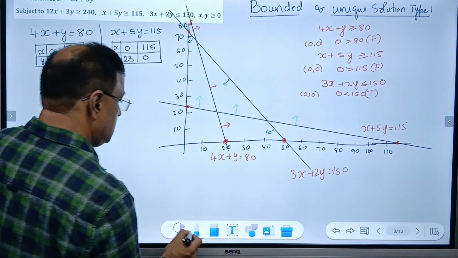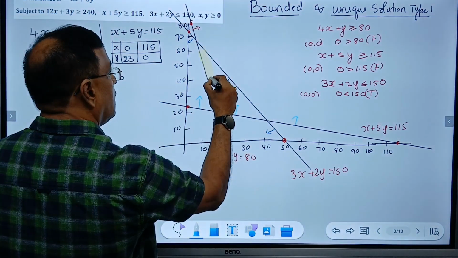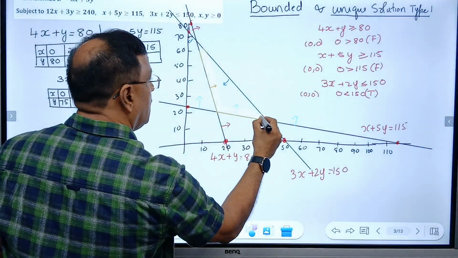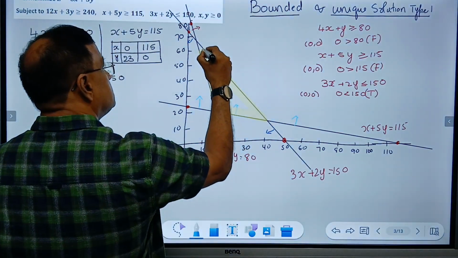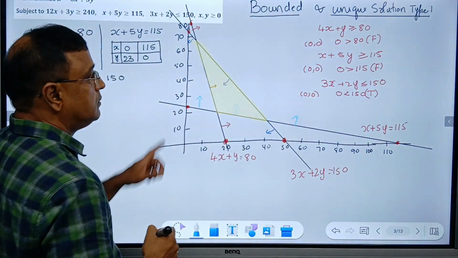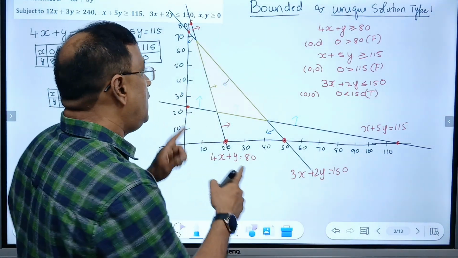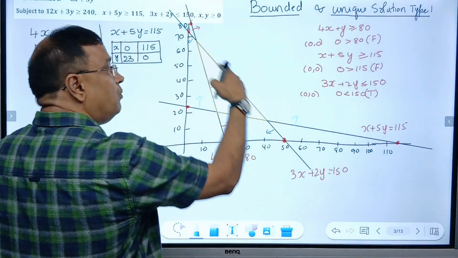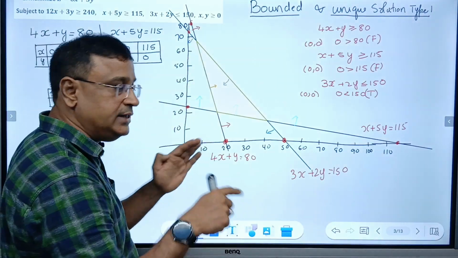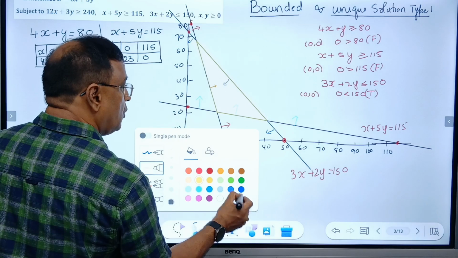Just a second. So this is my feasible region. Can you see it? So this is what you call a feasible region. And you see, feasible region is bounded. It is bounded by the three lines. Okay. And what are the corner points? These are called the corner points.